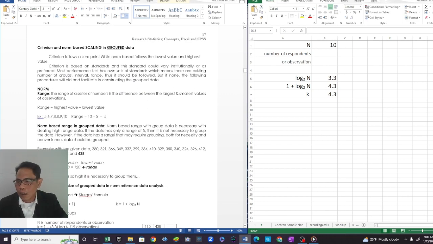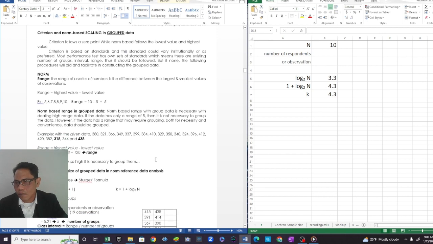So we're discussing here three concepts already. We have range, intervals, and Sturgeon's formula. So that's it. Thank you and have a great day.